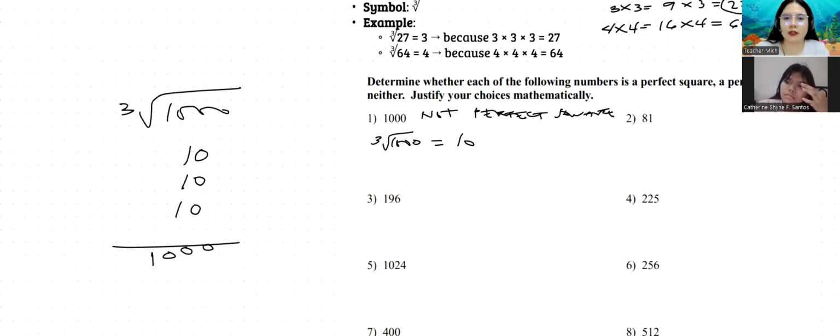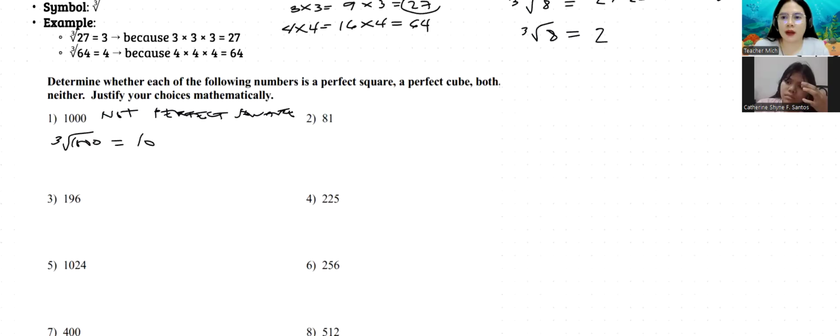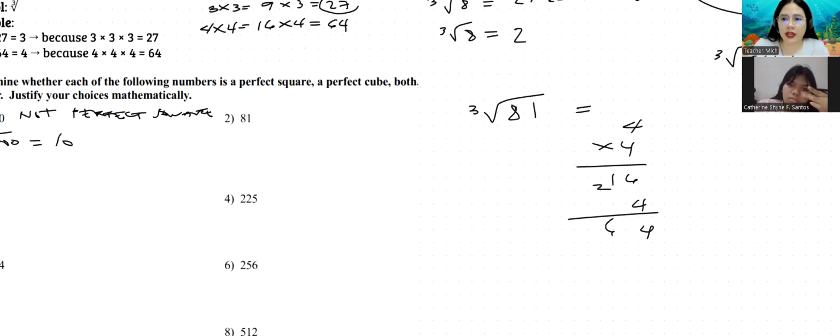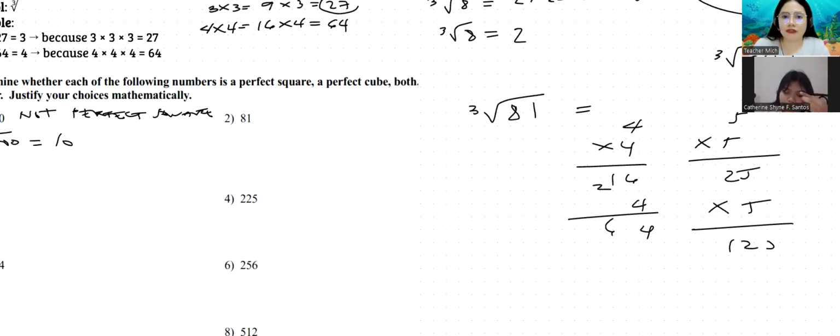Another one, we have here number 2, the cube root of 81. So I need to think of a number that when you multiply it three times by itself, the result is equal to 81. So let's try 4. 4 times 4, that is equal to 16, times 4, that is equal to 64. So let's try another one. 5 times 5, that is 25, times 5 is equal to 125. Therefore, this number is not perfect cube.